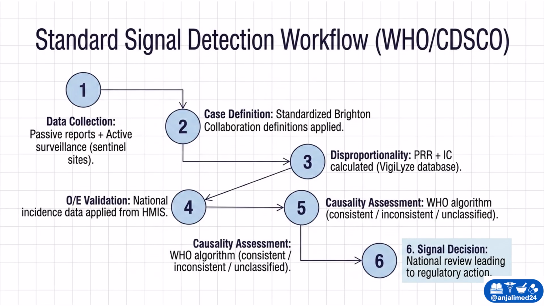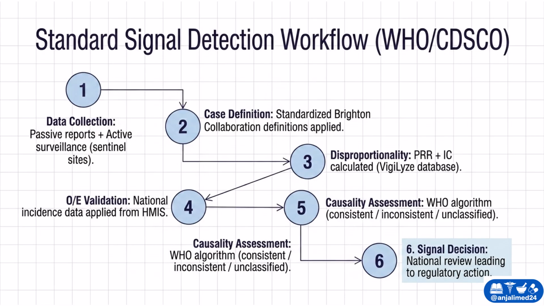That leads us to Step 4, observed versus expected validation. Here, national epidemiological incidence data, often obtained from systems such as HMIS, are used to determine whether the observed adverse event frequency truly exceeds the expected background rate in the population. This step adds real-world epidemiological context and helps to distinguish genuine excess risk from coincidental occurrence.